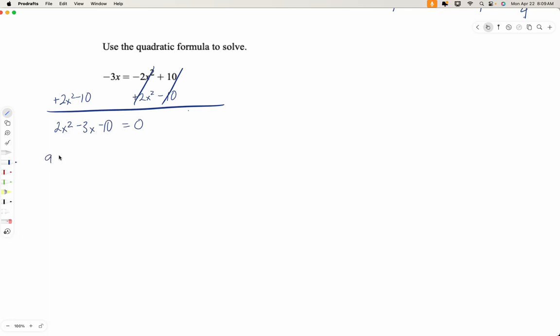So our a is equal to positive 2, our b is equal to negative 3, and our c is equal to negative 10. So we have x is equal to negative b plus or minus the square root of b squared minus 4 times a times c all over 2 times a. All right, so make your buckets.